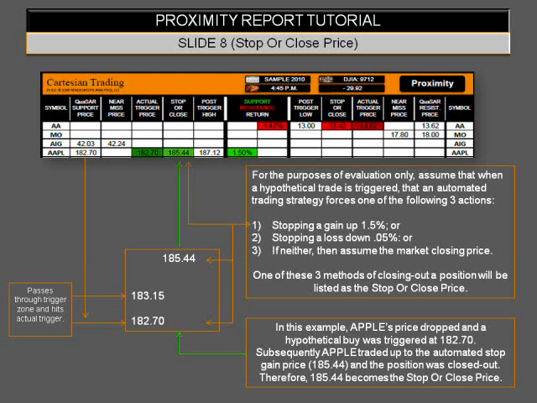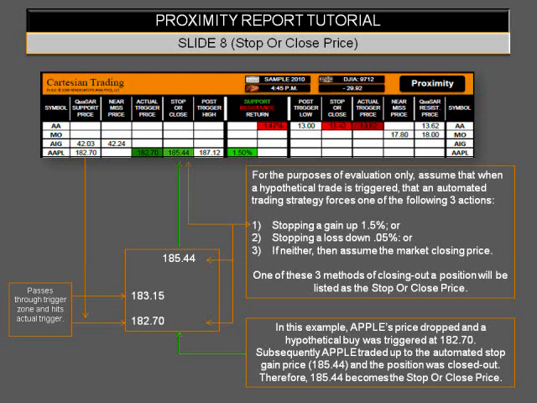Proximity report tutorial, slide 8, stop or close price. Okay, so in this instance we have a trigger on Apple. Again, Apple's Quasar support price was 182.70. That created a trigger zone of 183.15 down to 182.70. In this instance, Apple hit 182.70 and then triggered a hypothetical buy, and now we begin tracking it.